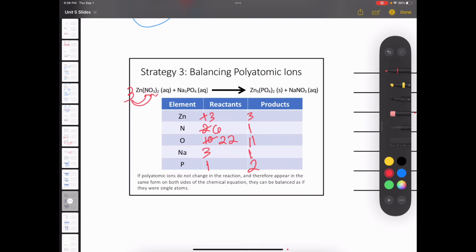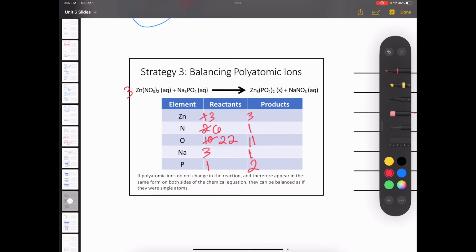Now, does any other number change in here? Does my products count change? Not at all, because we didn't add any coefficients to the product. So you don't have to worry about recounting your products, and I think this makes sense to you at this point. The sodium also doesn't change because the 3 does not affect the sodium, and the phosphorus does not change as well. So now we can say that zinc has been balanced, and now let's try to do the nitrogen.